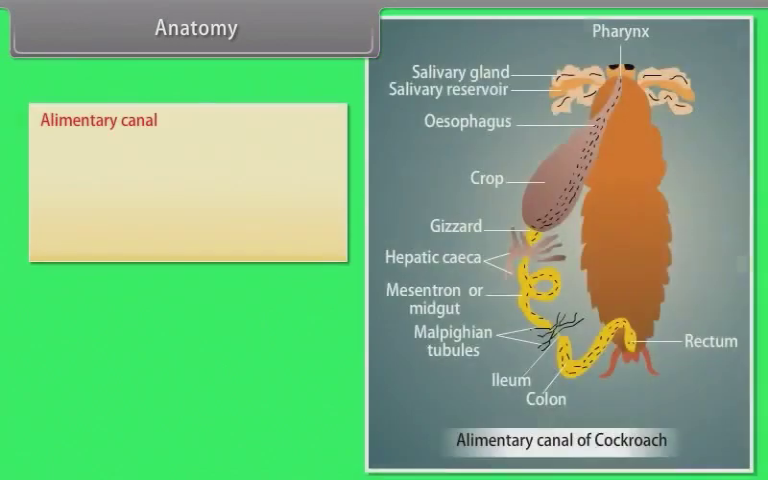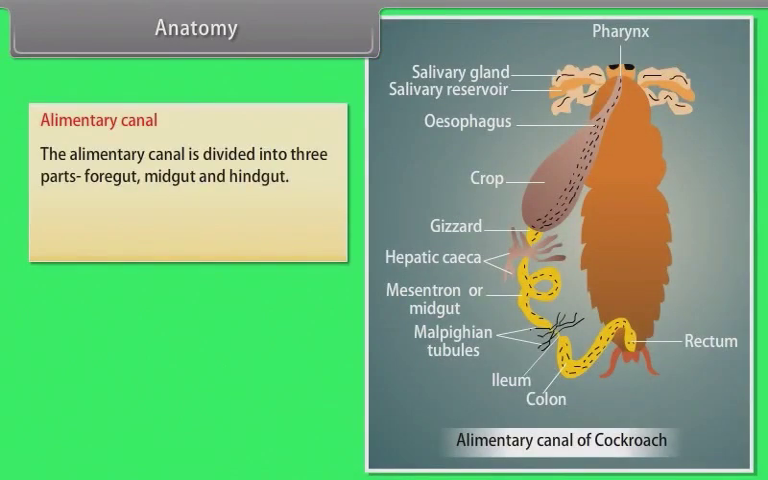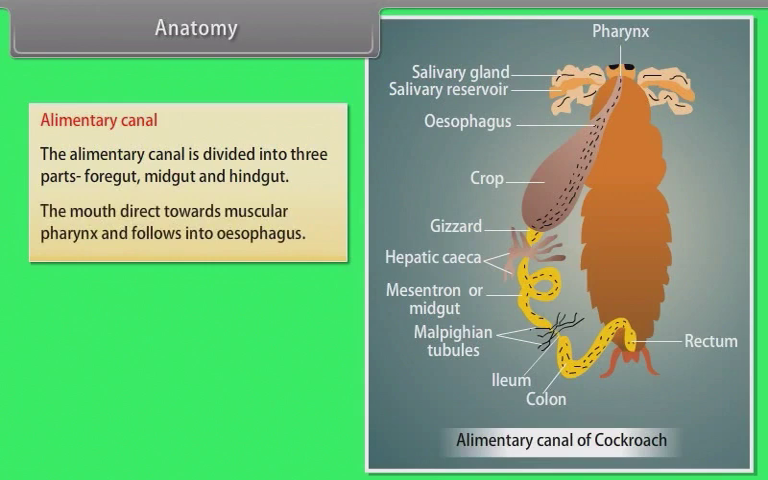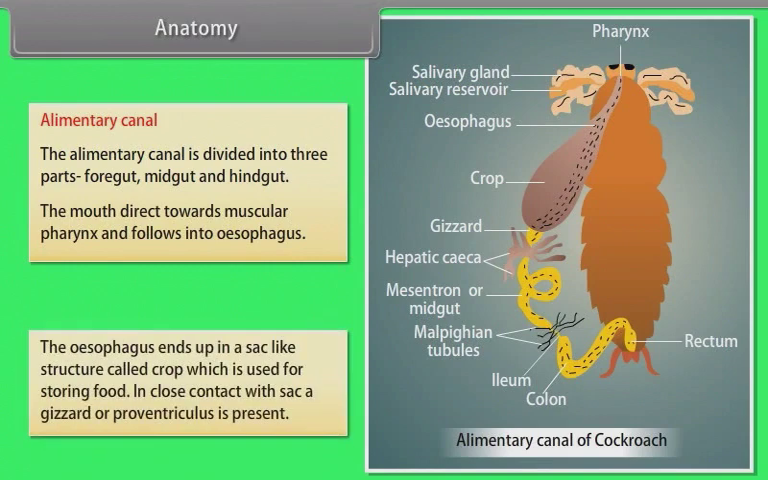Anatomy. Alimentary canal. The alimentary canal is divided into 3 parts: foregut, midgut, and hindgut. The mouth directs towards the muscular pharynx and follows into the oesophagus. The oesophagus ends in a sac-like structure called the crop, which is used for storing food. In close contact with the crop, a gizzard or proventriculus is present.